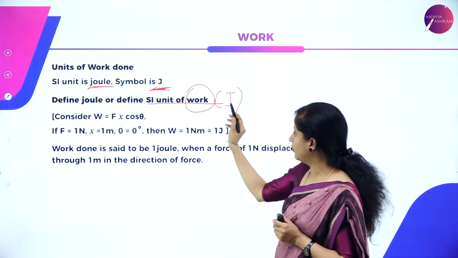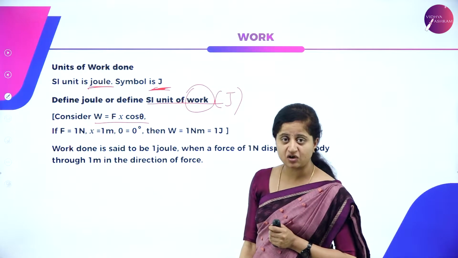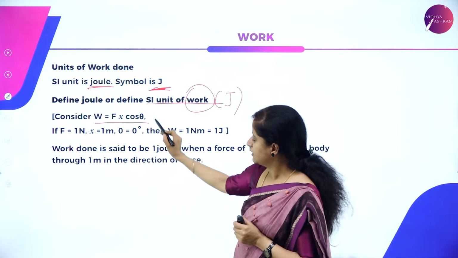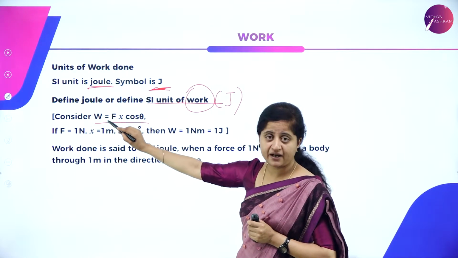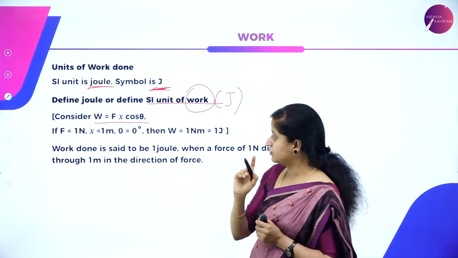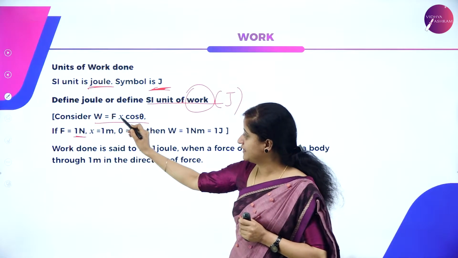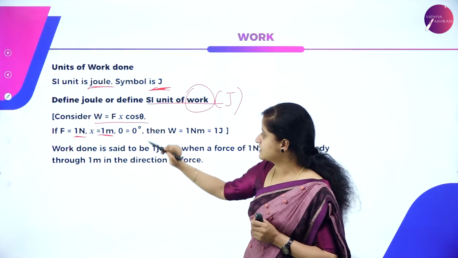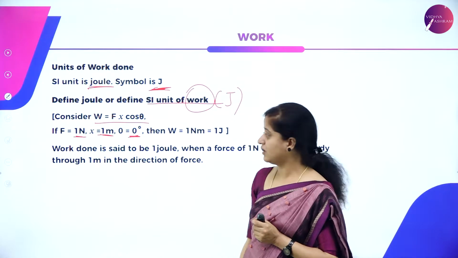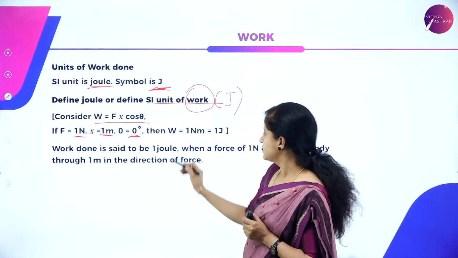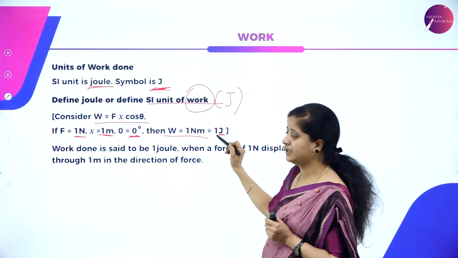Let us define 1 joule. How to define 1 joule? Consider this equation, W is equal to Fx cos theta. Now see here, if the work is said to be 1 joule, the remaining terms in the RHS must be always 1. So to define 1 joule, we have to consider the force of 1 Newton and the displacement of 1 meter, and theta value must be 0 degree, because cos 0 is equal to 1. Then we will get W as 1 Newton meter or 1 joule.